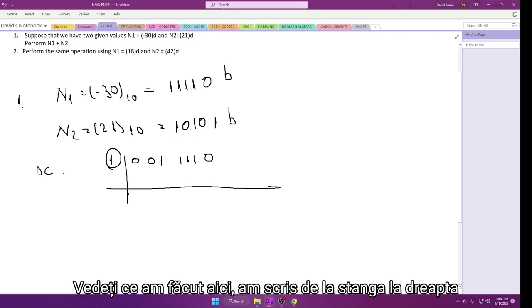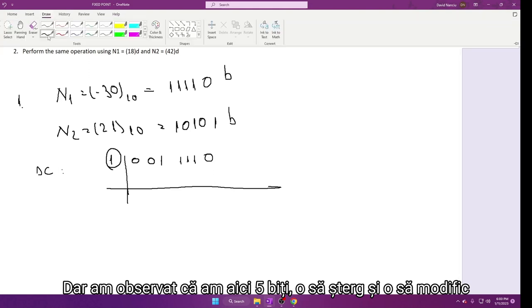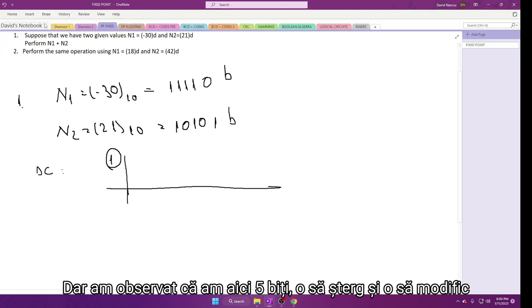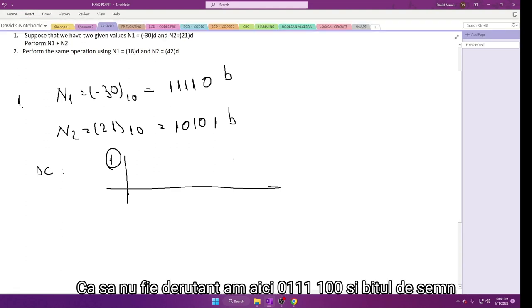I wrote them from left to right, but I saw that I have here 1 2 3 4 5 bits. I should have actually, let me erase here and modify so it won't be confusing. I have here 0 1 1 1, yeah, those three. I will add this one also, and complete with two more zeros and the sign bit.